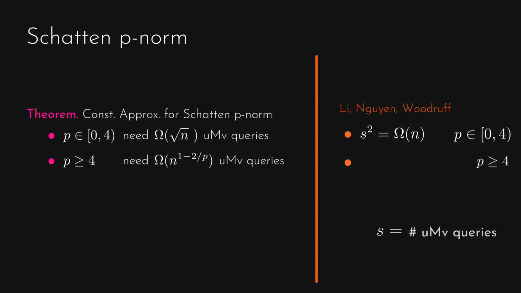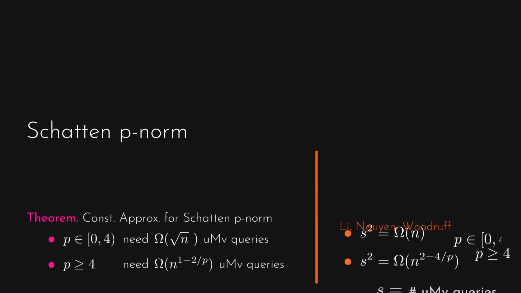For P at least 4, the lower bound is that S squared is at least n to the 2 minus 4 over P, so taking the square root again, the number of UMV queries must be at least n to the 1 minus 2 over P. And these are the two results in our theorem about Schatten P norms. The full details are in the paper, and I just wanted to explain why that lemma is useful for proving lower bounds, so hopefully you see that now.